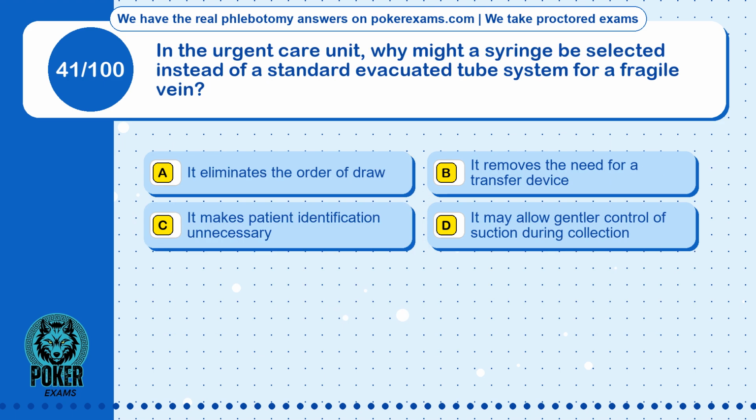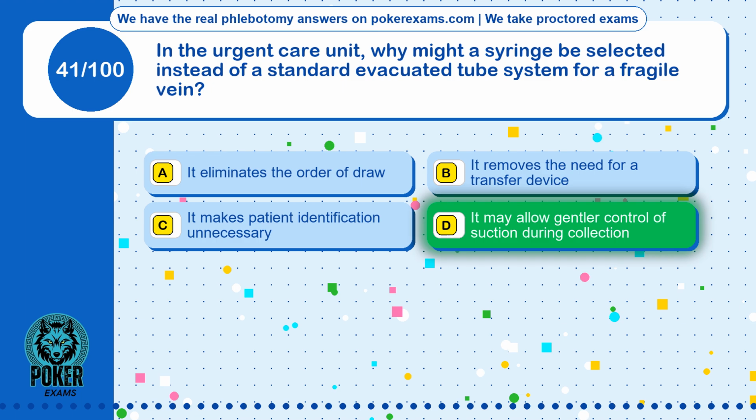Question 41. In the urgent care unit, why might a syringe be selected instead of a standard evacuated tube system for a fragile vein? Option A. It eliminates the order of draw. Option B. It removes the need for a transfer device. Option C. It makes patient identification unnecessary. Option D. It may allow gentler control of suction during collection.